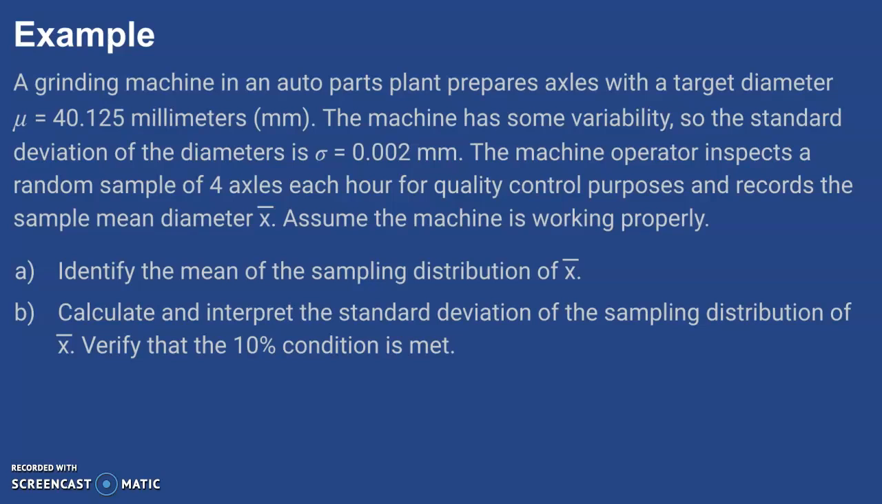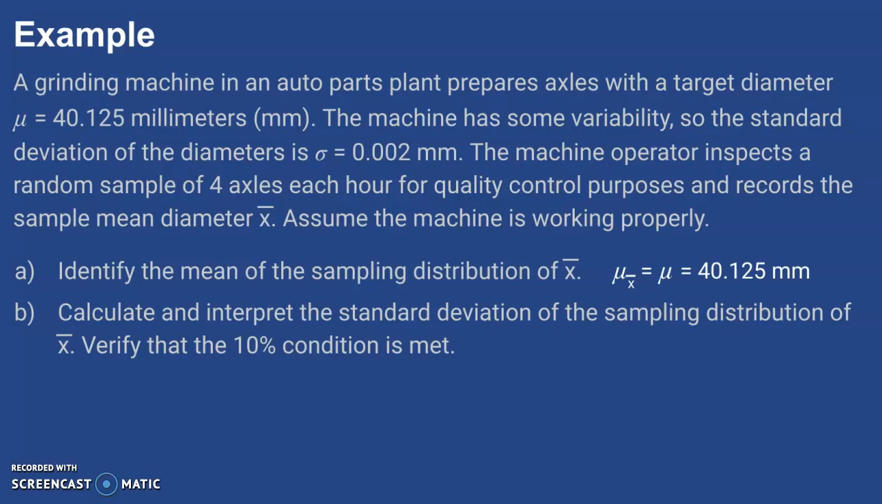So first, identify the mean of the sampling distribution of x bar, and then calculate and interpret the standard deviation of the sampling distribution of x bar. And in order to do that, we need to verify the 10% condition is met. All right, so A, the mean of the sampling distribution of x bar. Hopefully you remember that the mean of the sampling distribution of x bar is an unbiased estimator, and therefore it should equal the mean for the population, which in this case is 40.125 millimeters.